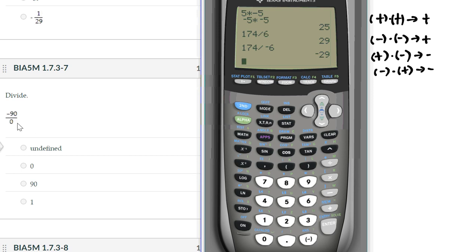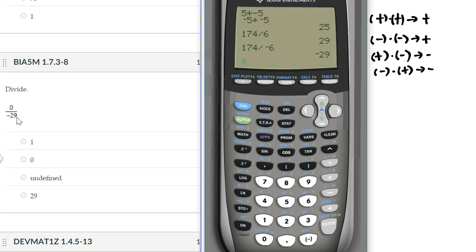Negative 90 divided by 0, the answer is undefined. The reason is what? How many zeros in 90? Nobody knows. Infinite. Okay. So that's why there is not a fixed number for the division. The divisor is 0. So it's undefined. Okay, division is you want to see how many divisors are in the numerator.